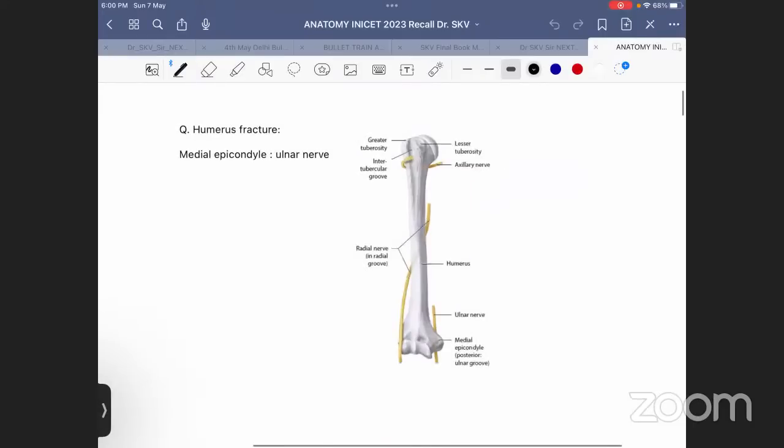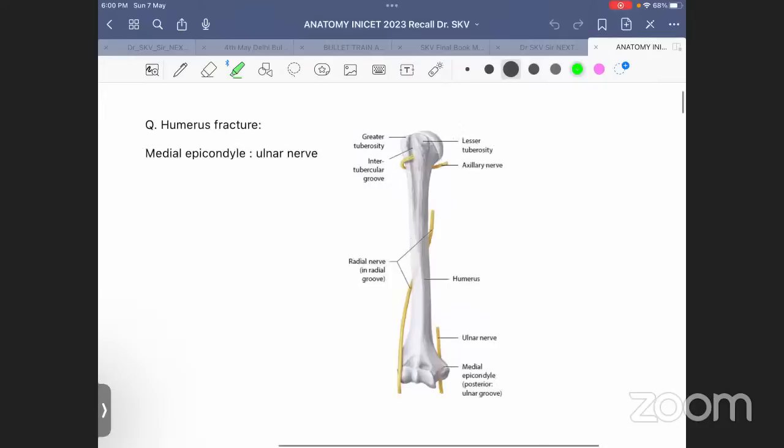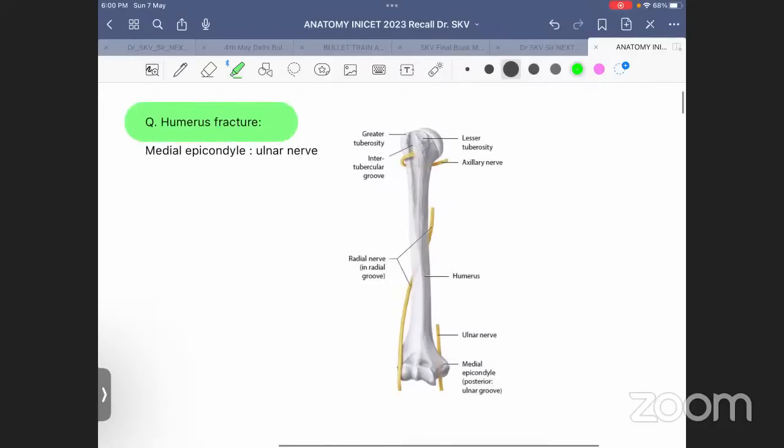Thank you. I got information from the student side that a question had been asked regarding the humerus fracture. If you all know the option, you can tell me. There was an osteology image, and they had asked regarding the medial epicondyle fracture. We all know that behind the medial epicondyle, the ulnar nerve is located. So this was one question.